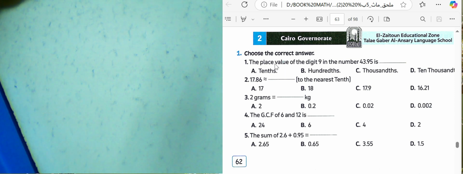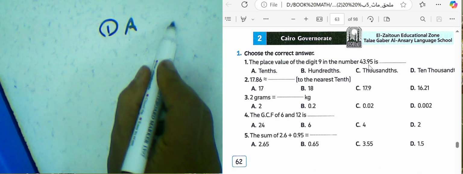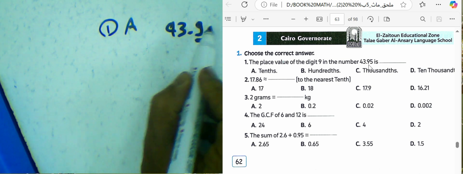Choose the correct answer. Number 1, the place value of the digit 9 in the number 43 and 95 hundredths. We want to find the place value of the digit 9. 9 here lies in tenths. Choose letter A about question number 1, because 9 here lies in tenths place, okay?